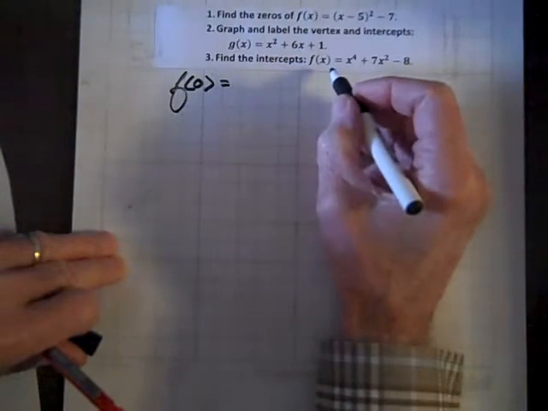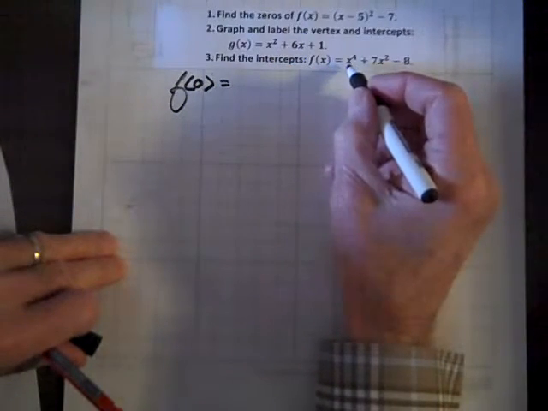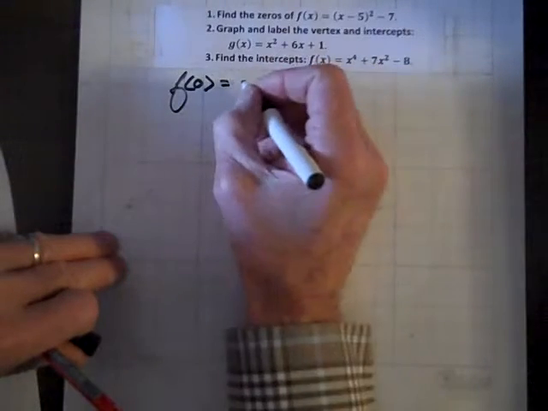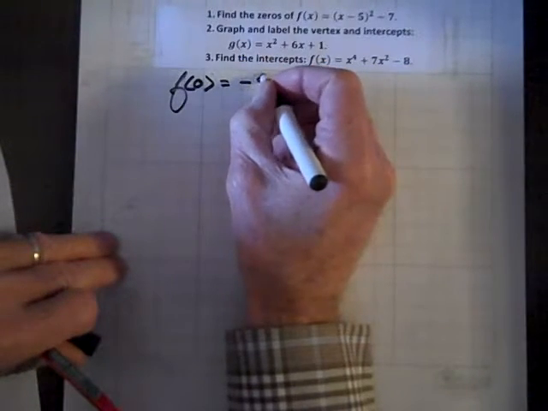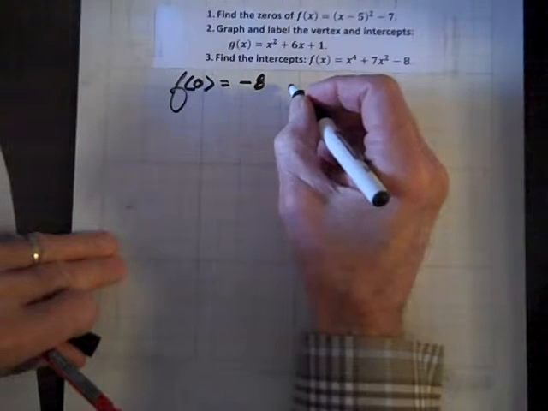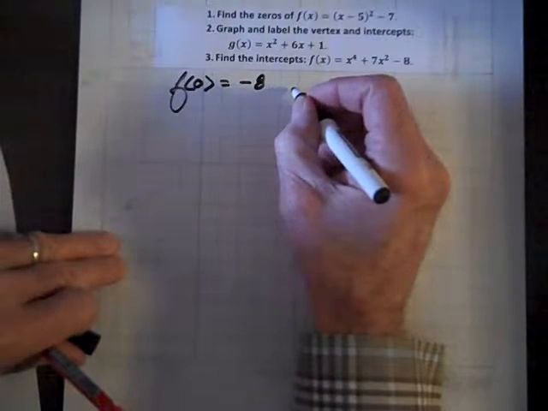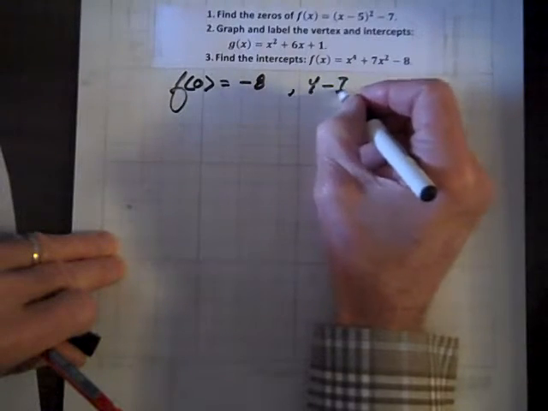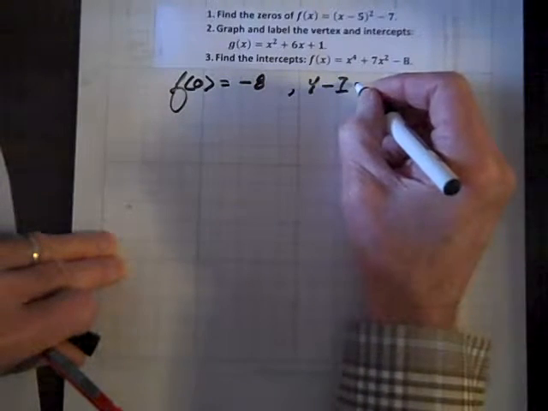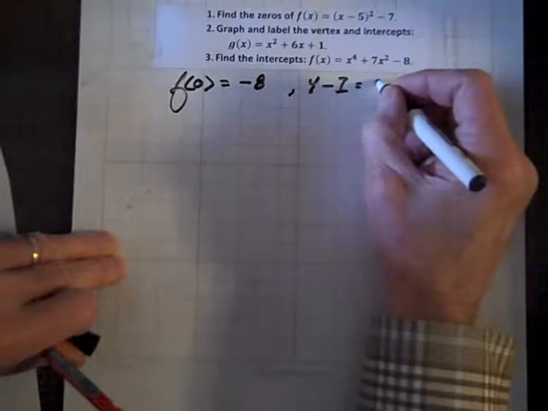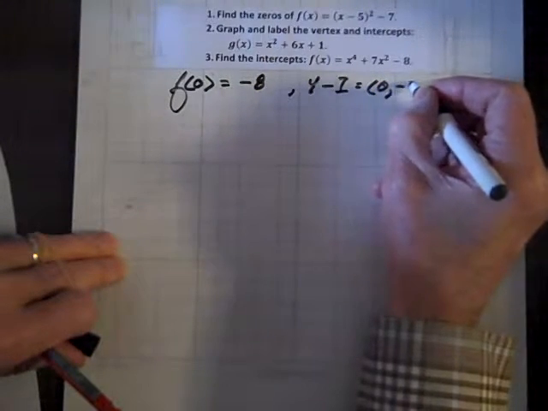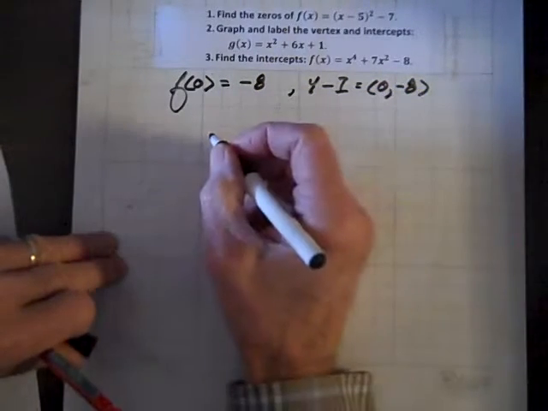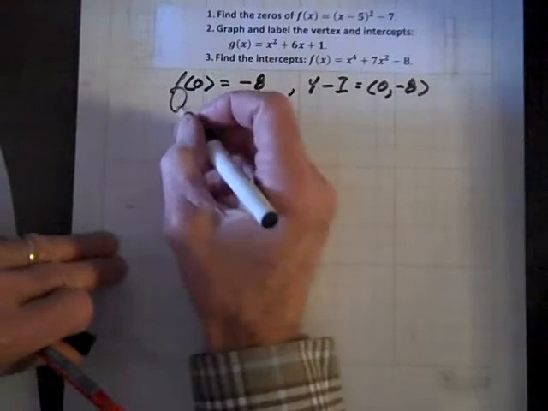And f of 0 equals, we're replacing x with 0 here and here. We'll wind up with just minus 8. So the y-intercept is at, and I'll just do it this way, y-intercept is at 0, negative 8. Next step, we have to find the x-intercepts.